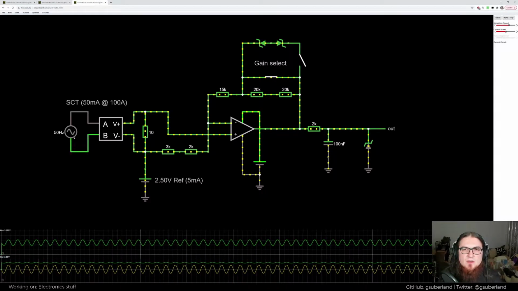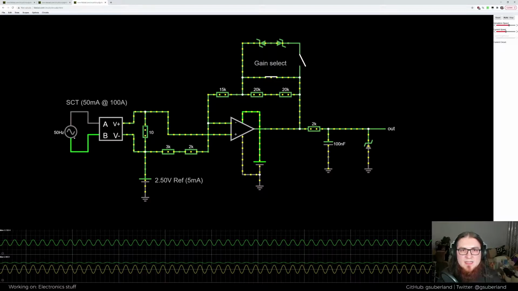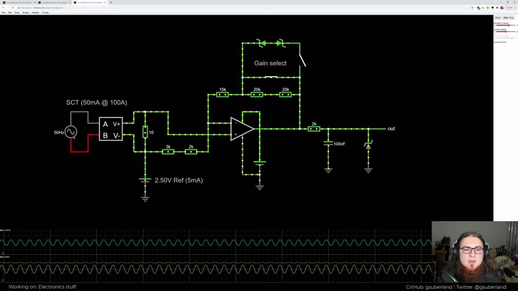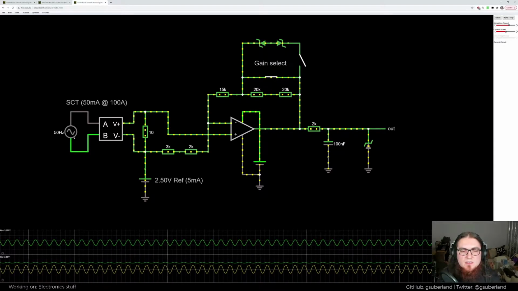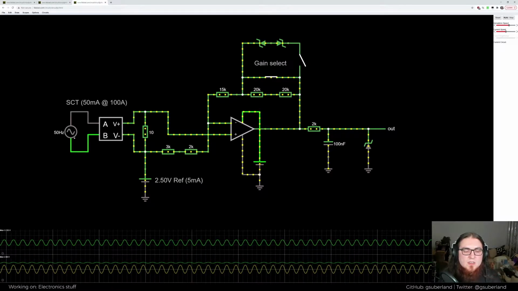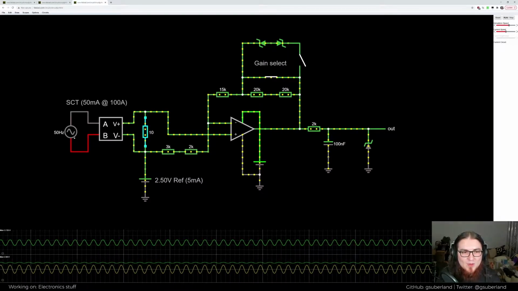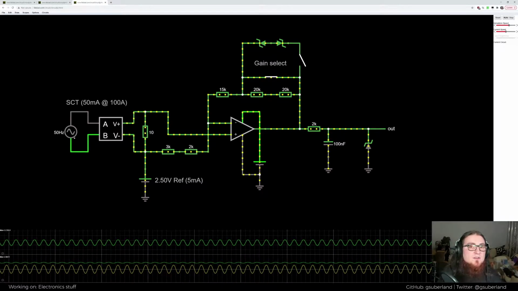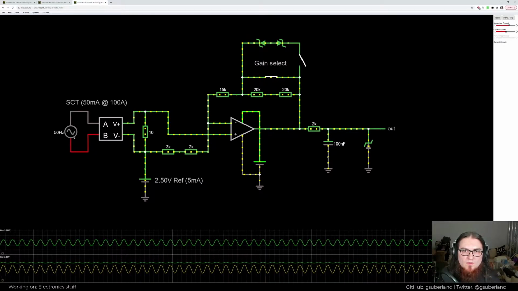We can then turn that into a voltage by putting it across a burden resistor. In this case, we've got a 10 ohm burden resistor, which is the maximum that's allowed according to the data sheet of the SCTs. Using Ohm's law, we know that V equals I times R. So we've got this current of 50 milliamps and 10 ohms. 50 times 10 is 500, so we get a 500 millivolt drop across the resistor, which generates a 500 millivolt peak signal. That's 500 millivolts positive to 500 millivolts negative, so the peak to peak voltage is 1 volt.